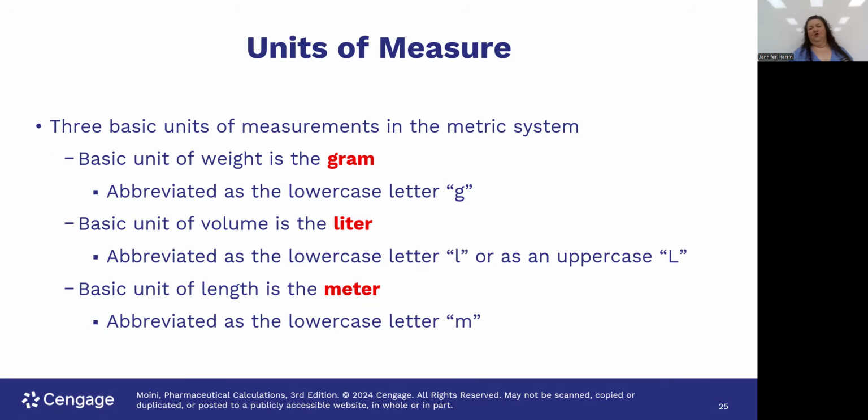So the units of measure in the metric system: we have 3 basic units of measurement in this system. The first is for weight, and that is the gram. This is abbreviated as the letter g, lowercase, or gm. The basic unit of volume is the liter. This is abbreviated with a lower or uppercase L. And the basic unit of length is the meter, abbreviated as the lowercase letter m.